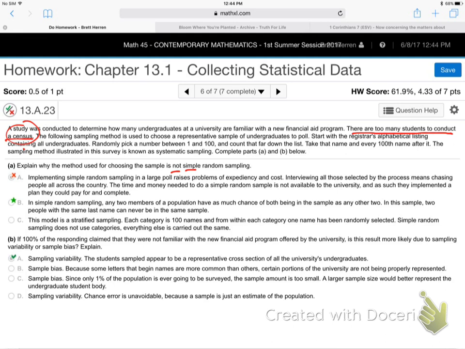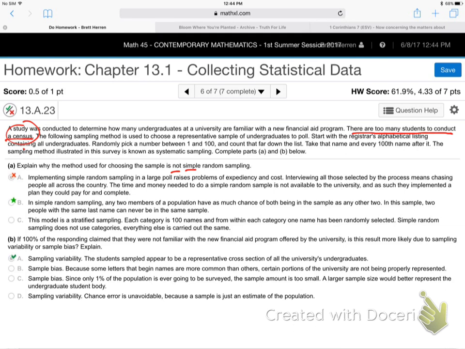This is certainly random, but it's not simple random. If 82 people have the same likelihood of being in it, well, two names that are right next to each other, or even have the same last name, are never going to be in it, because you're picking and then jumping 100. Remember the method? Pick a name, jump 100, jump 100, jump 100, jump 100. Well, then you're never going to get two right next to each other. So it's technically not simple.